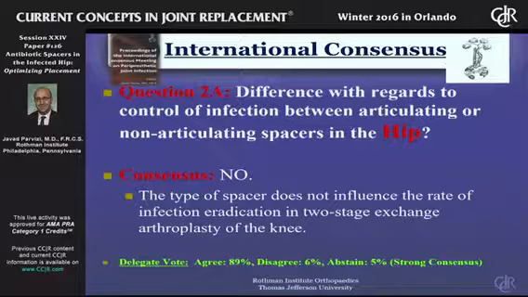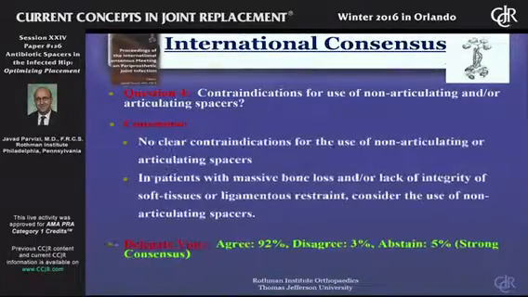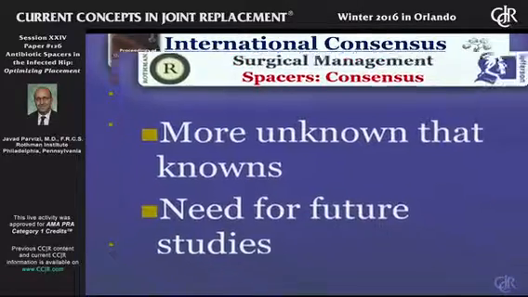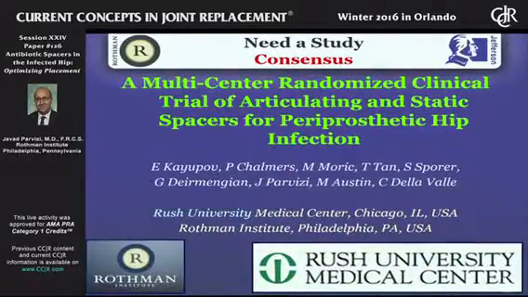Difference with regard to control of infection between articulating and the non-articulating spacers in the hip? No, not really, in terms of their ability to eradicate infection. Any contraindications? Yes, don't use dynamic spacer when there's massive bone loss, when the integrity of soft tissue is under question, or when you don't have the ligamentous restraints. So you can see there are more unknowns than knowns, and we need future studies.